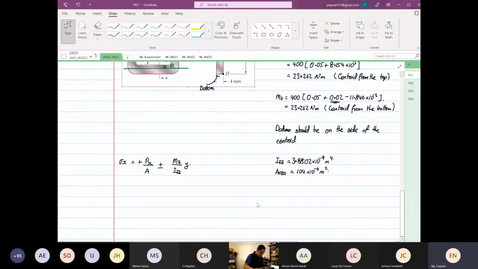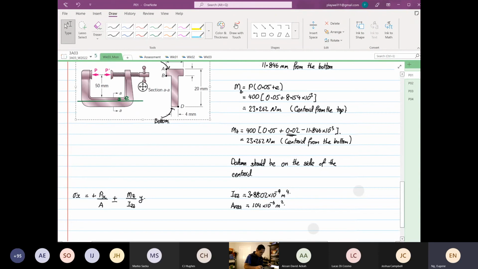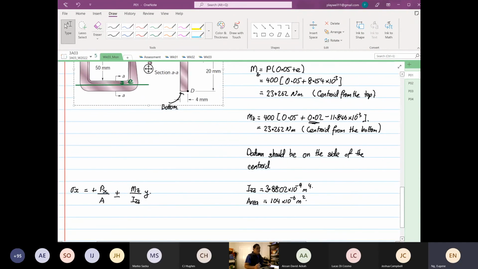The next thing that we're going to do is determine our stresses at point A and point D. Any questions so far? For the Izz and also the area, is it like we calculated using the method we learned in week 2? Yeah. Oh, okay, thank you. It's exactly the same.